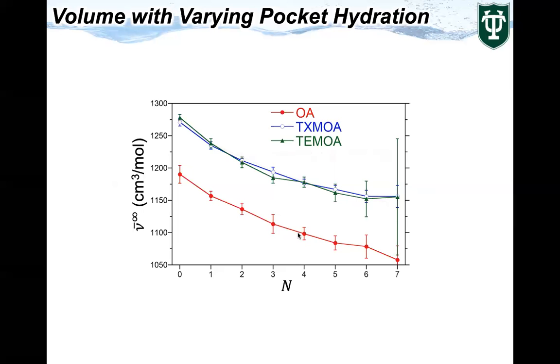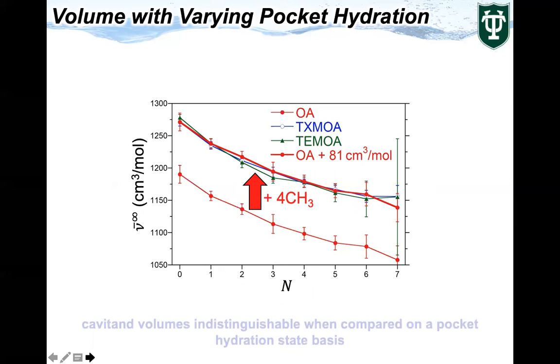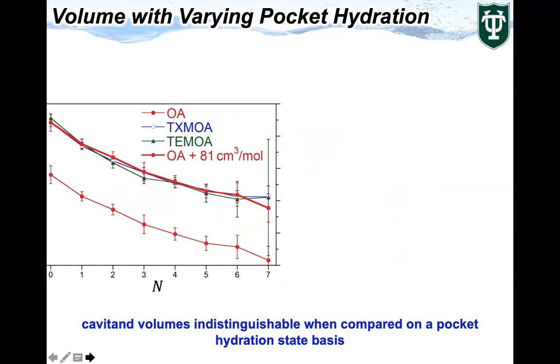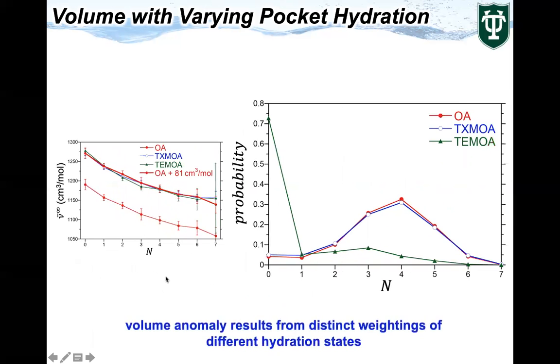And in fact, if we add the partial molar volume of the 4 methyl units from simulation, which is 81 centimeters cubed per mole, we get agreement between the 2, such that the cavitand volumes really are indistinguishable when we compare them on a hydration basis, and the volume anomaly comes from the reweighting of these different volume states when we consider the probabilities of observing distinct volumes. And so this is really a manifestation of the drying phenomena.